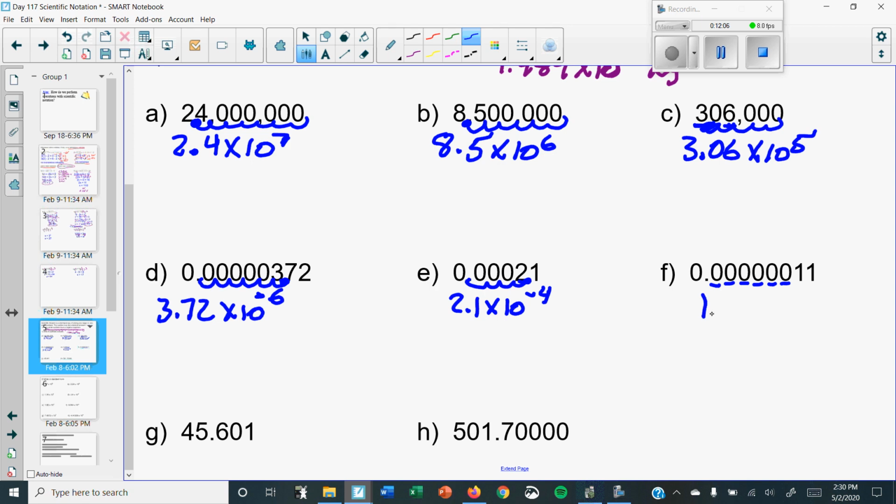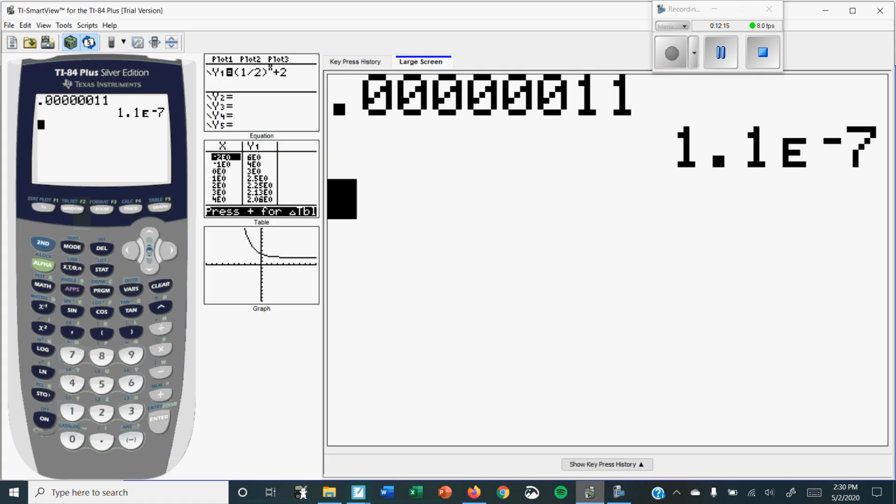Again, it depends on what your teacher wants. For my students, go for it. Use the calculator. What did I say? Negative 7? Yes. All right.